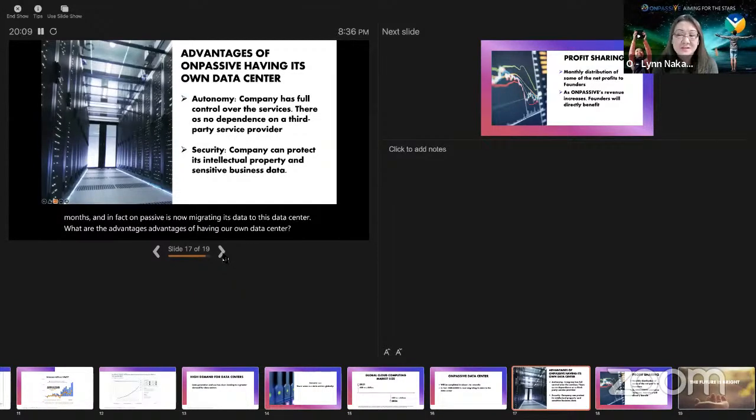Well, first of all, autonomy. OnPassive will have full control over services. There will be no dependence on a third-party service provider. This is very important. Secondly, is security. OnPassive will be able to protect its valuable intellectual property and sensitive business data. So these are some of the reasons why OnPassive has decided to have its own data center.